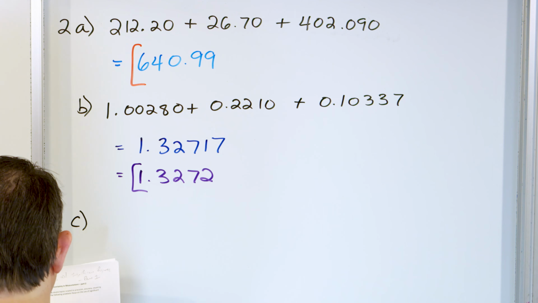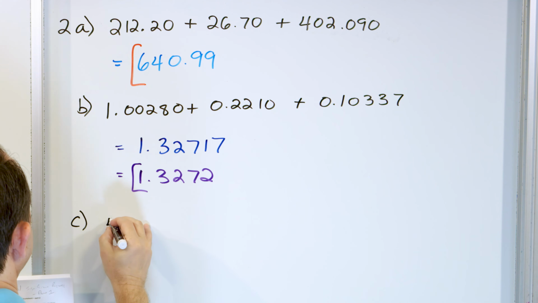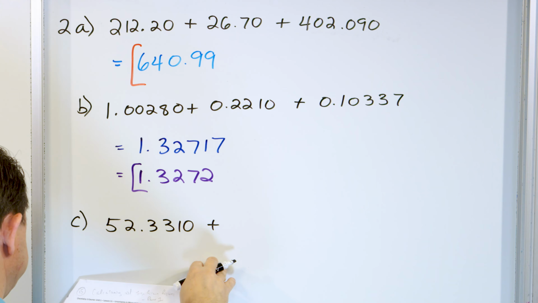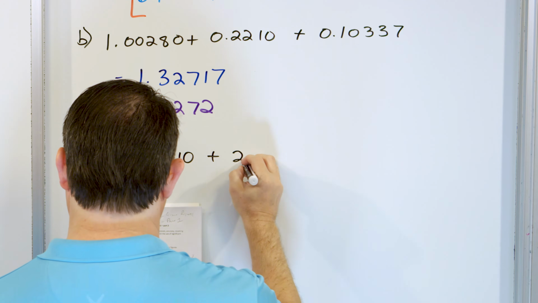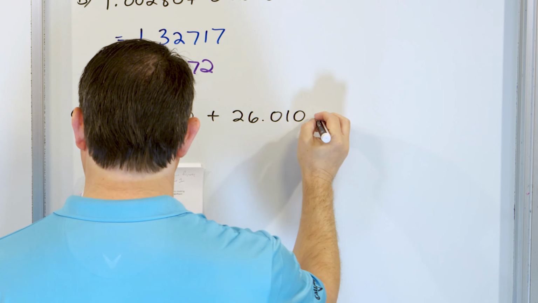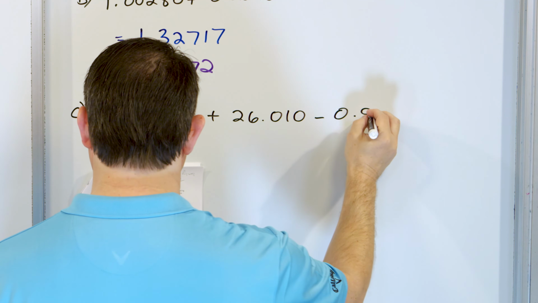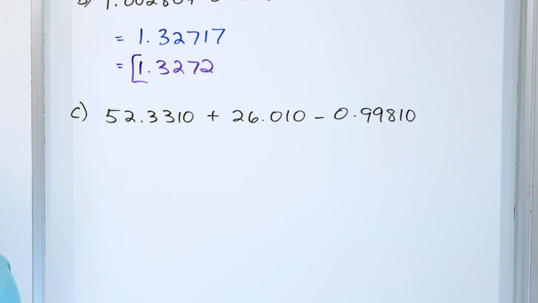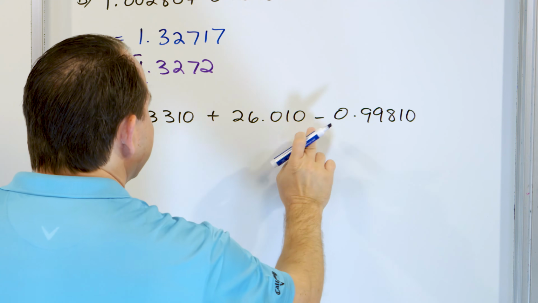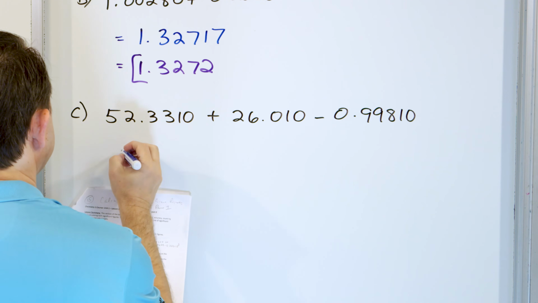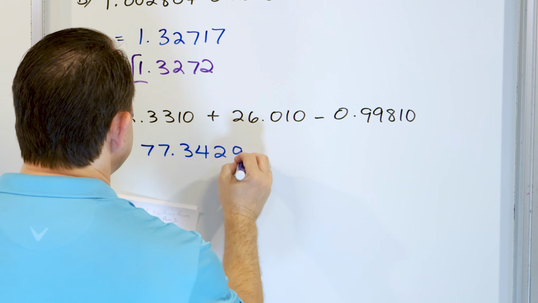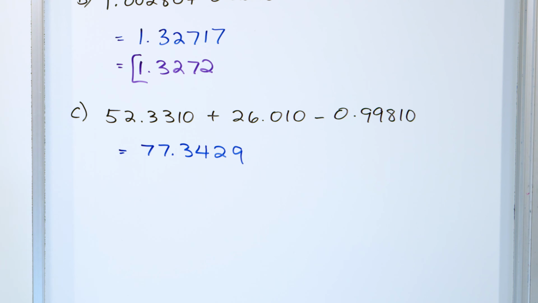All right. What about 52.3310? And we're going to add to that 26.010. And then we're going to subtract from that 0.99810. So when you dump this into a calculator and you add these and then you subtract this, you're going to get 77.3429. And then we ask ourselves, how do we round this?